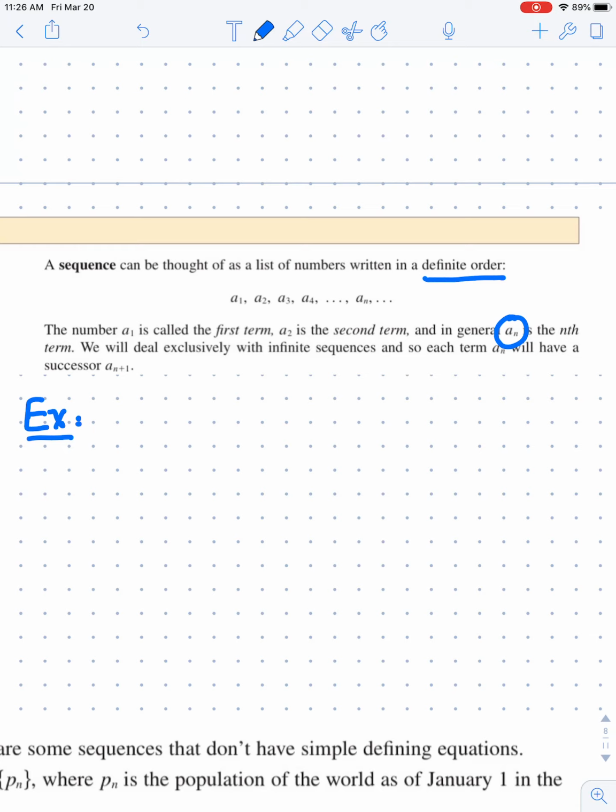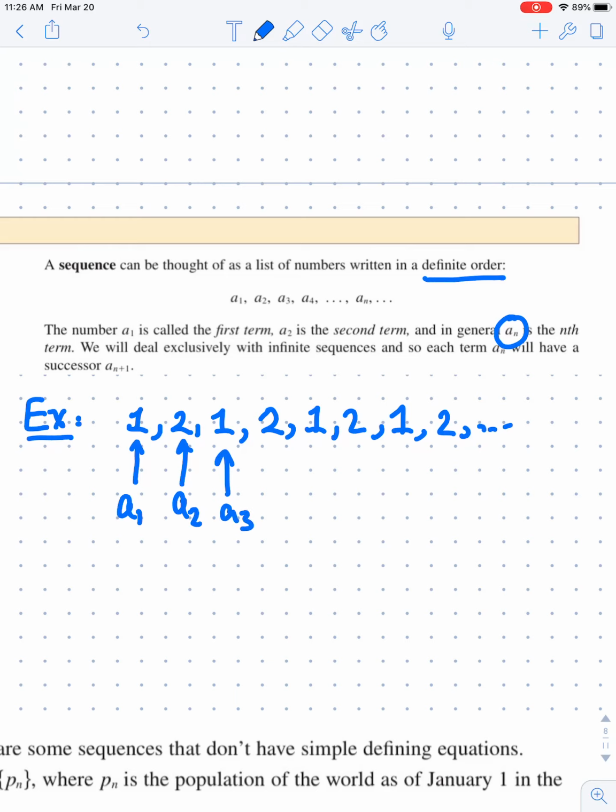When we write down a sequence of numbers, there's really no rules. All we have to do is have an infinite list of numbers, and they have to be in some order. So for instance, I could talk about the sequence 1, 2, 1, 2, 1, 2, 1, 2. It just keeps going and alternating. In this sequence, the first term would be A1, the next term would be A2, this one would be A3, etc. So a sequence is really just a list of numbers.